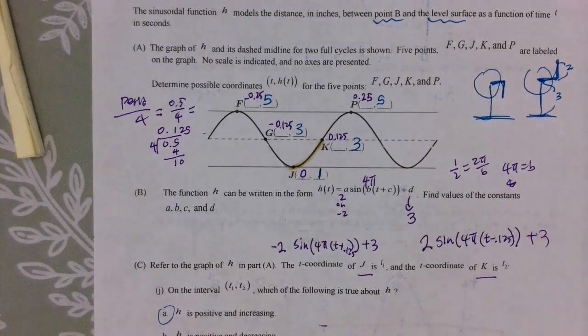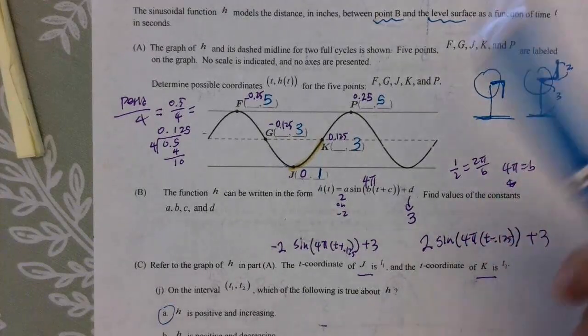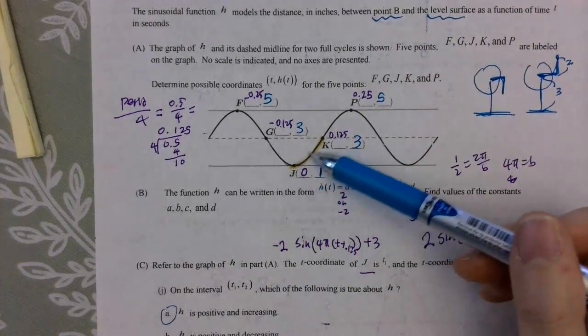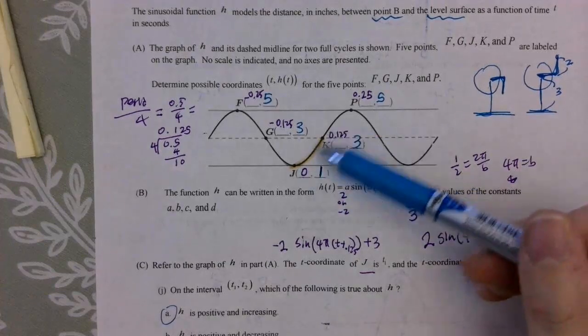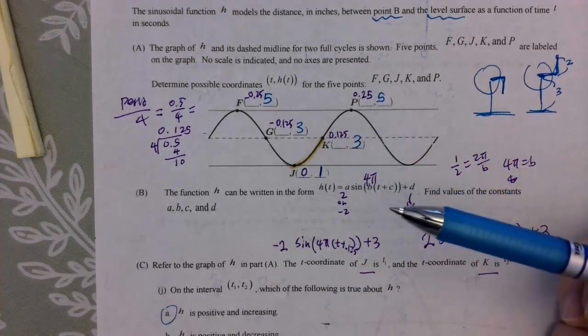All right, using the concavity, describe how the rate of change is changing between T1 and T2. I'm going to say the rate of change is increasing between T1 and T2 because the graph is concave up.